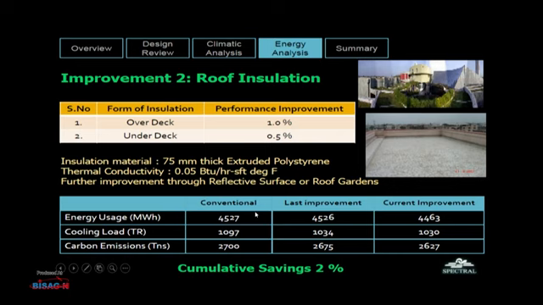This was the conventional energy requirement. After making the improvement in orientation, that is the last improvement, you can see the energy requirement went from 4527 megawatt hours to 4526 units, and from the current improvement in roof insulation, we can achieve a requirement of 4463 megawatt hours. In cooling load also we could achieve a reduction from 1097 to 1030. In carbon emission also we could see slight improvement. This is just the second improvement.